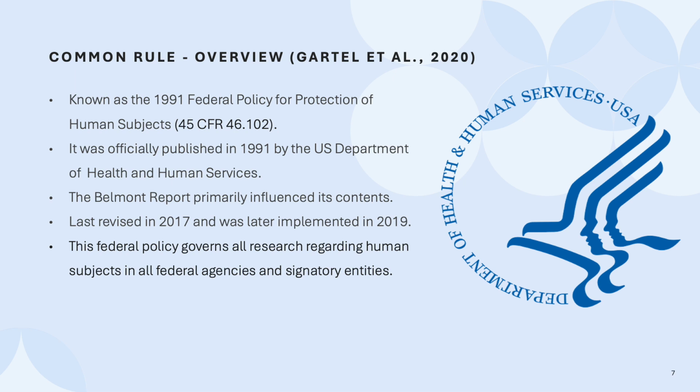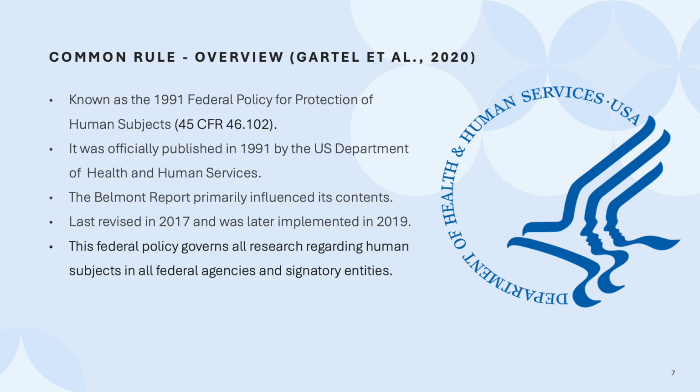This policy was formally published by the U.S. Department of Health and Human Services in 1991, setting a nationwide standard. A key influence on the Common Rule's contents was the Belmont Report. This landmark report provided the ethical principles and guidelines for research involving human subjects, principles which are deeply embedded within the Common Rule itself.